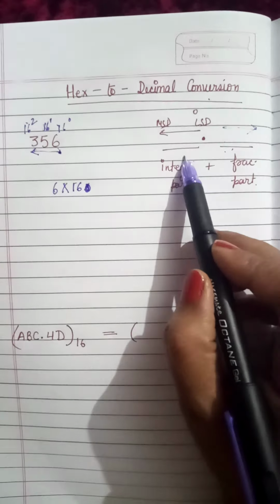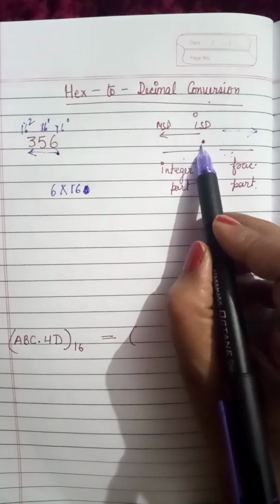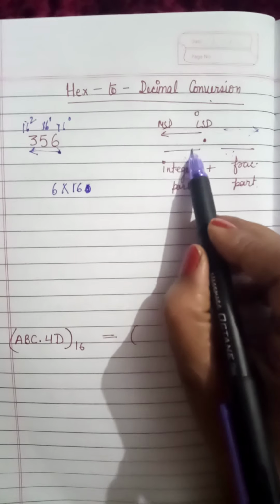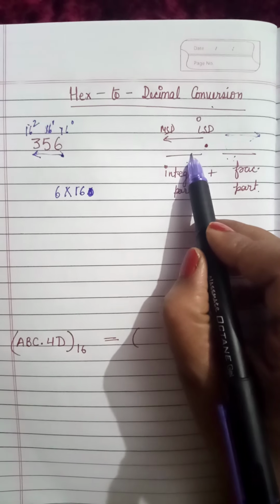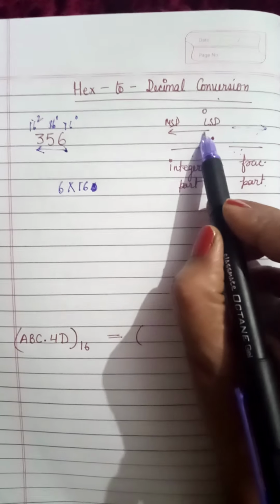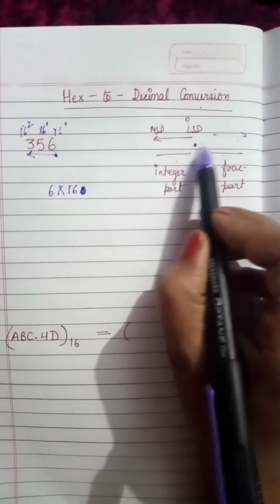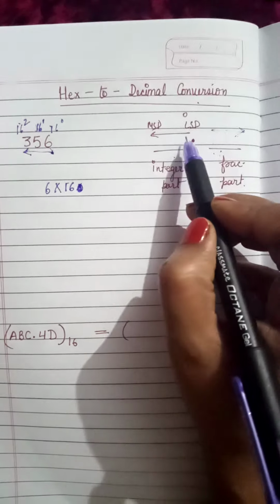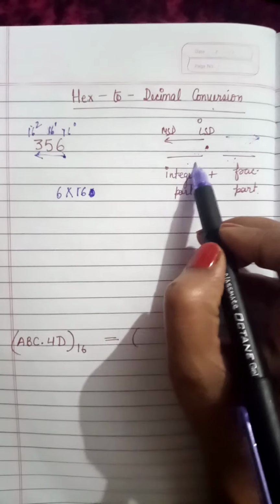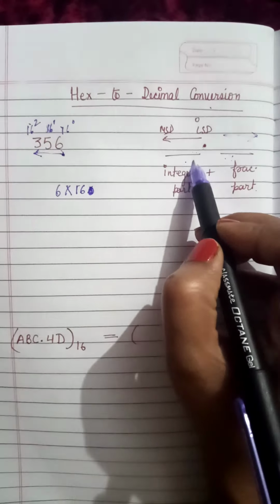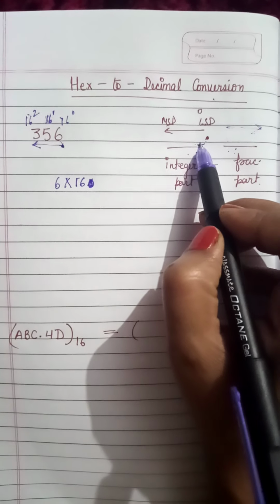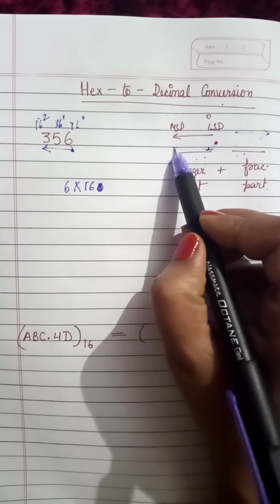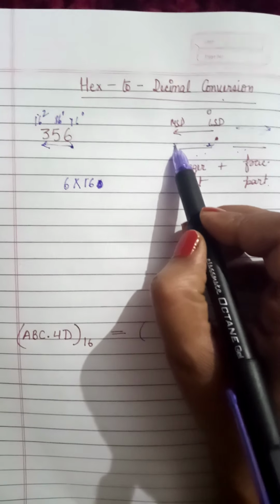If you have to convert a number with both integer and fractional part, I am going to tell you that before the decimal point, the integer part, the positional values you will be writing in this direction, and after the decimal point in this direction. Before the decimal, the first digit from this direction will be the least significant digit, LSD, and this one will be the most significant digit. In this, 6 is the least significant digit.